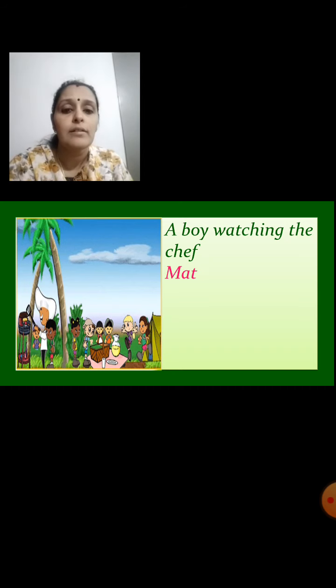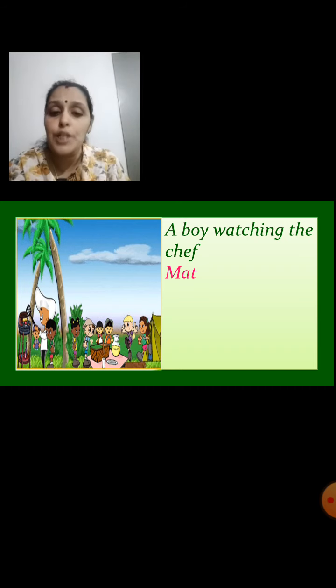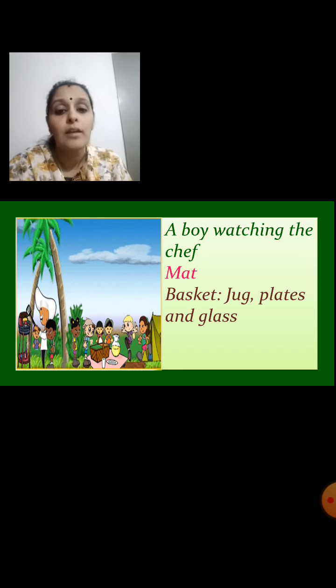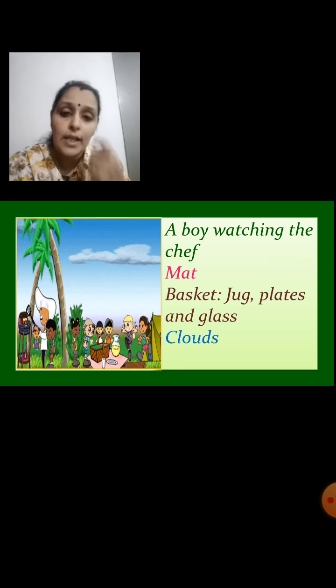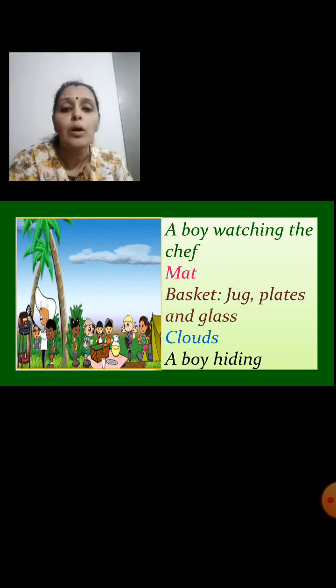Then there is a mat. Now everything connected to the mat, we will be writing it together. So there is a pink mat. What else is there on the mat? There is a basket there, jug, plate, glass. Then what is there in the sky? Clouds are there in the sky. And who is hiding behind the bushes? A boy is hiding behind the bushes, right?